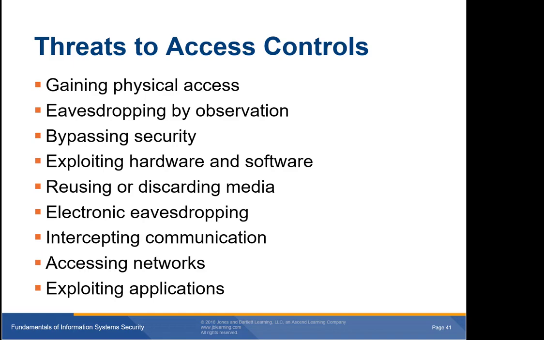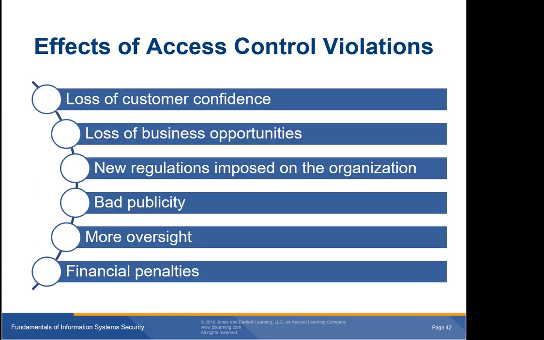I'm not going to go over each one of these threats to access control. You can find them in your book on page 167. You have seen some of the ways attackers can compromise access controls, or at least read them in your book. But what happens if an attacker is successful? What is the impact of an access control violation?